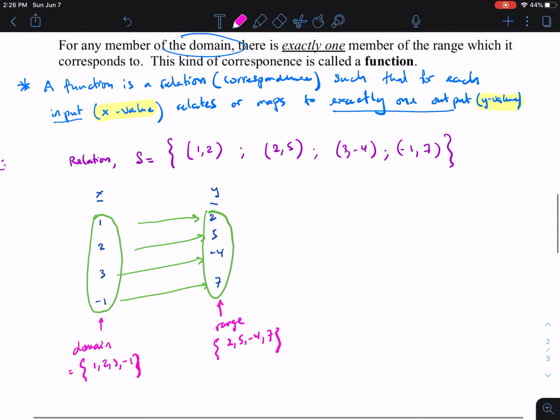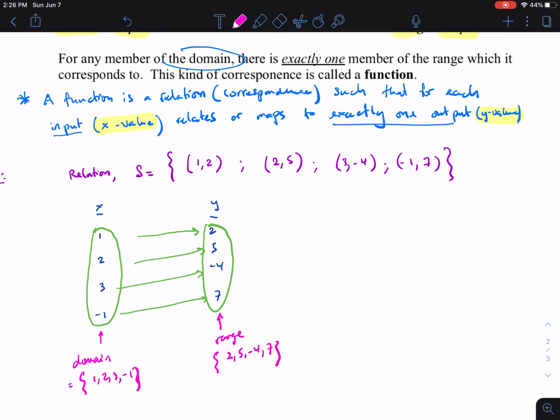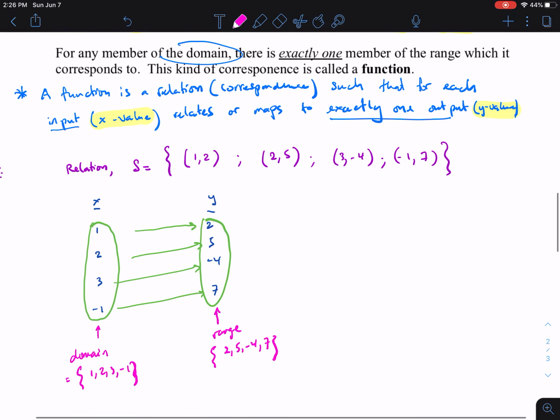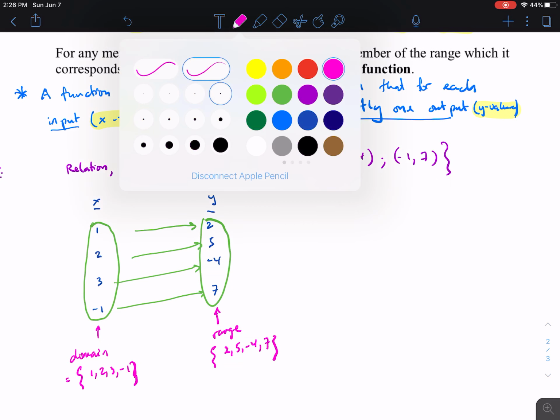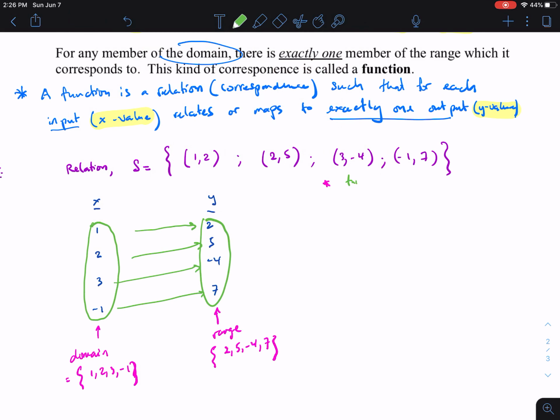Think of a function like a machine or a formula. In real life, we plug something into a formula and we get the answer.